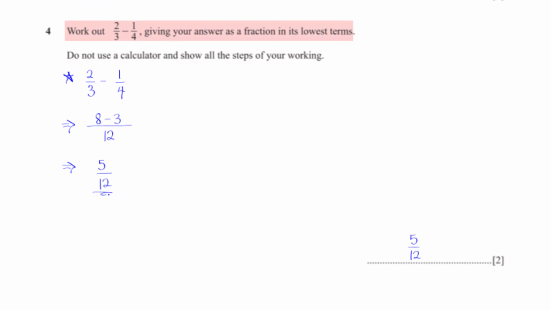Work out 2 over 3 minus 1 over 4, giving your answer as a fraction in its lowest terms. Do not use a calculator and show all the steps of your working. So in the first step, we find the LCM of 3 and 4, and that is 12. 3 goes into 12 4 times, multiplied by the numerator, which is 2, gives us 8, minus 4 goes into 12 3 times, multiplied by the numerator, which is 1, gives us 3. 8 minus 3 gives us 5, divided by 12. And so our final answer is 5 over 12.